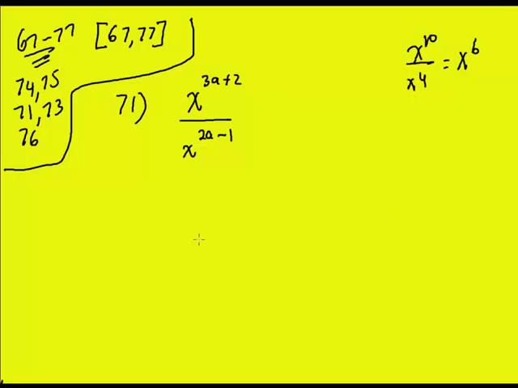So I'm going to take 3a plus 2 and subtract 2a minus 1. When I do that, I get a plus 3. So this turns into x to the a plus 3, and you're done.